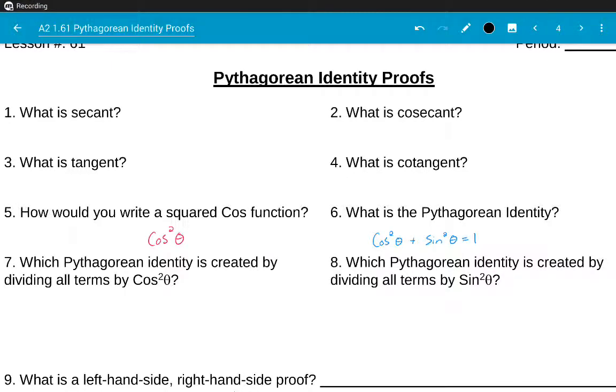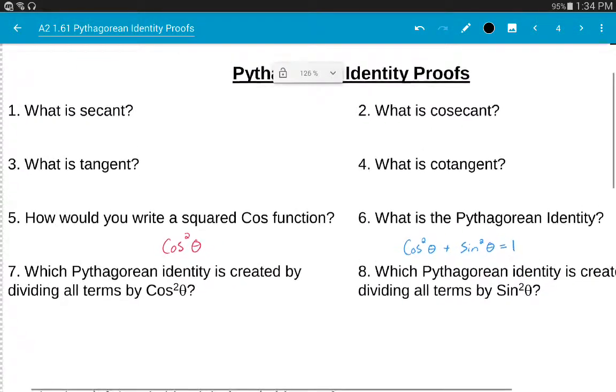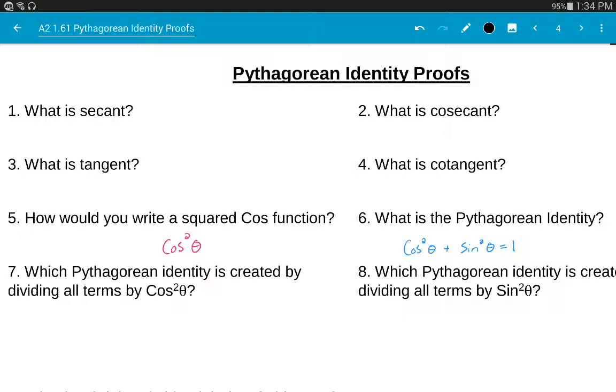Alright, here's a video for lesson 61, Pythagorean identity proofs. Now, I'll go over the basics, but the ideas are the same, while the questions will all be a little bit different, a little exploratory, okay? So, the tools that we need are the same, though, so we'll go over those first.